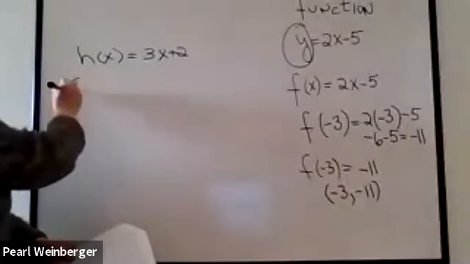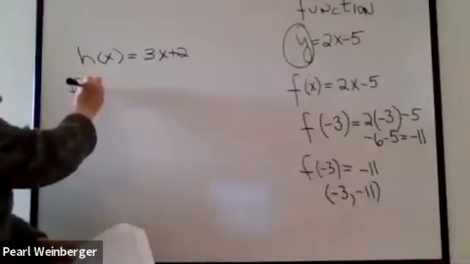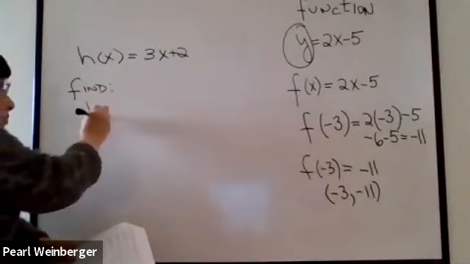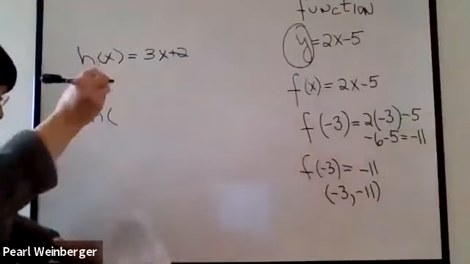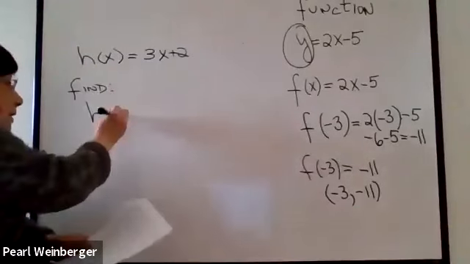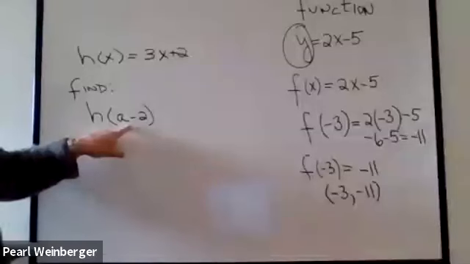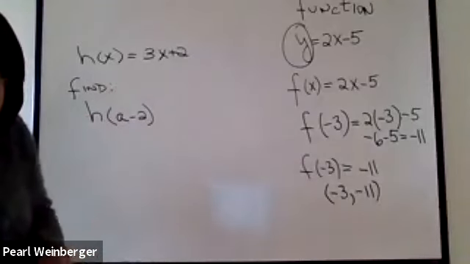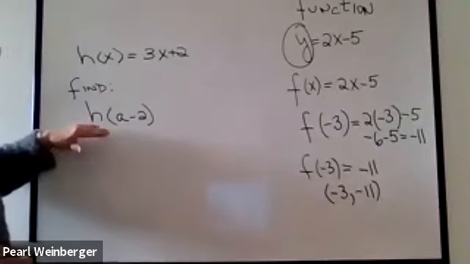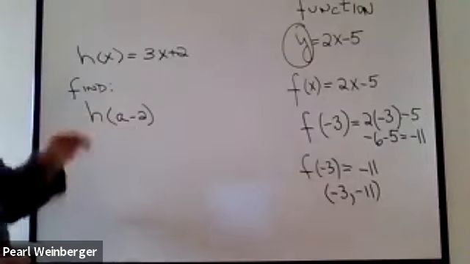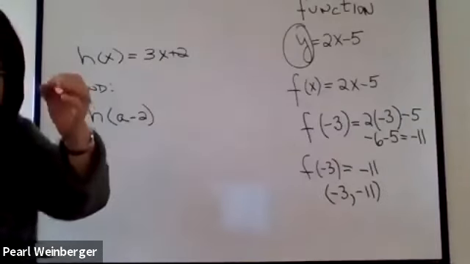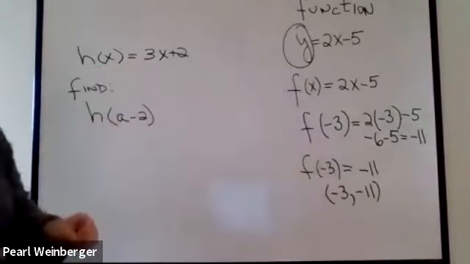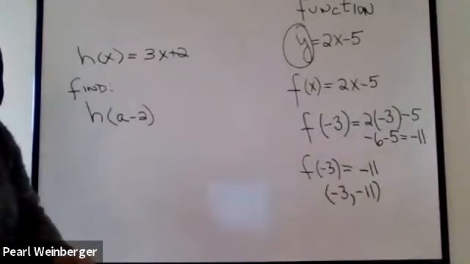Okay, here's what we want to find: h of a minus 2. Now this is not just a number, but a whole expression. This is read, find h of a minus 2. But the idea is the same. What should we do in our original equation? Think. Somebody give me an idea what they think we should do.